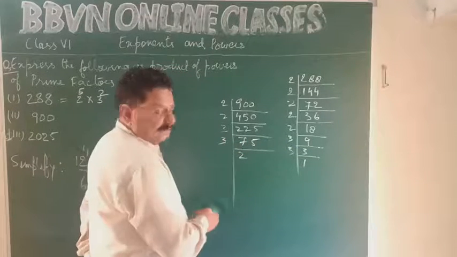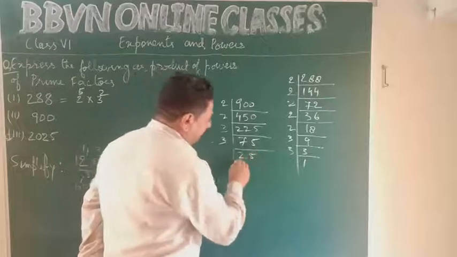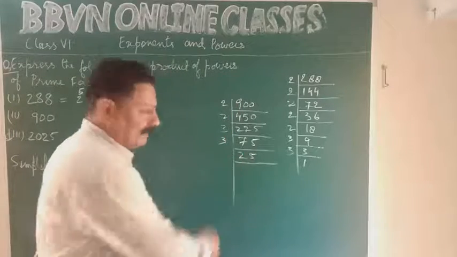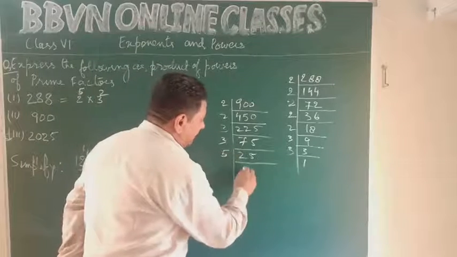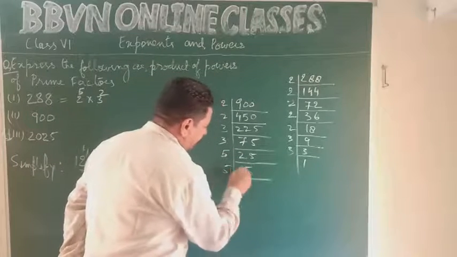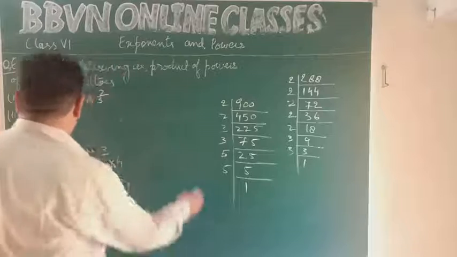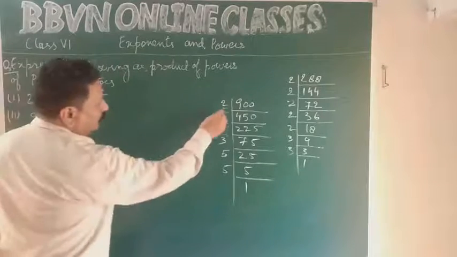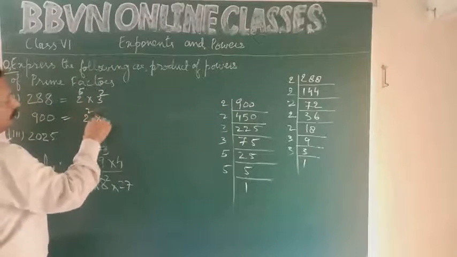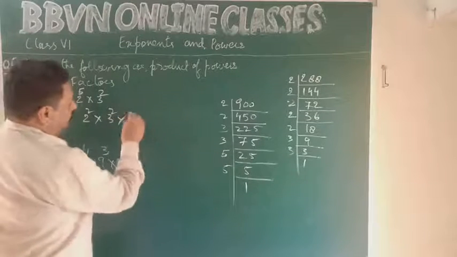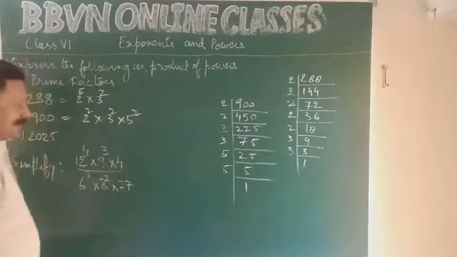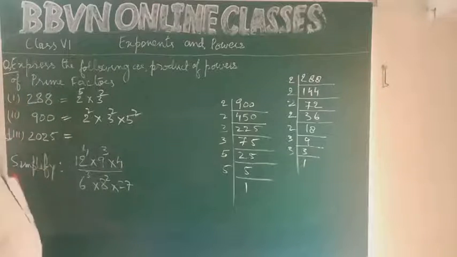3 2s are 6, 1 remainder, 15. 3 5s are 15. Now 5 plus 2, 7. This is not divisible by 3. Let's go for 5. 5 5s are 25. 5 goes 1 time. So this can be written as 2 raised to the power 2, 3 raised to the power 2, then 5 raised to the power 2. Okay? Next, let us see 2025.